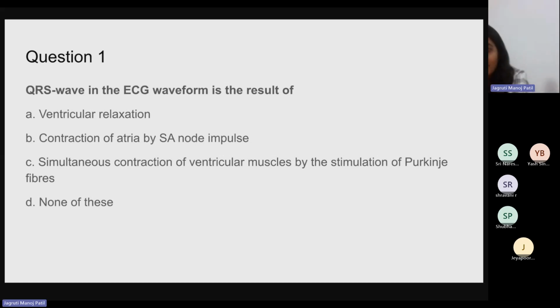QRS wave in ECG waveform, that's a result of ventricular relaxation, or contraction of atria by SA node impulse, or simultaneous contraction of ventricular muscles by the stimulation of Purkinje fibers, or none of this. Ventricular relaxation. QRS. Think twice. Someone else want to try?